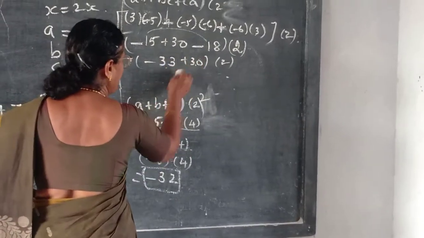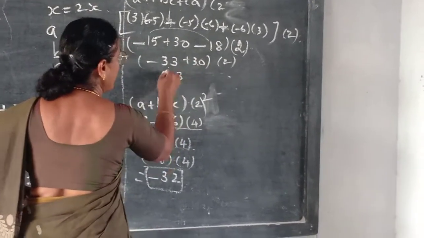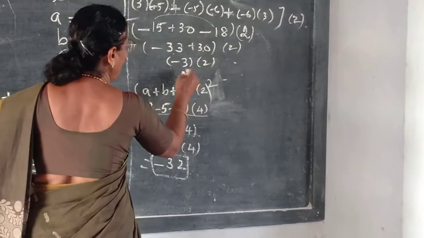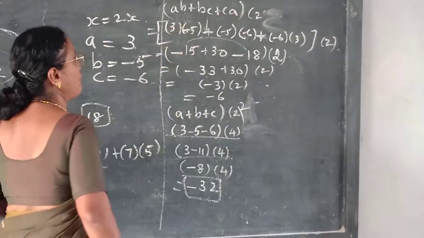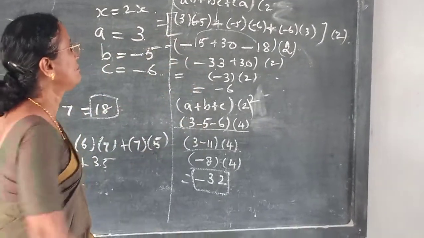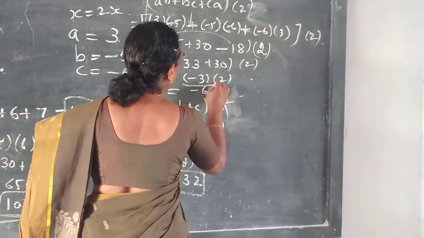From 33 what to subtract? 30. What remains? 3. Minus 3. So minus 3 into 2. That is minus 6. We follow coefficient of x. Understand? We follow or not?